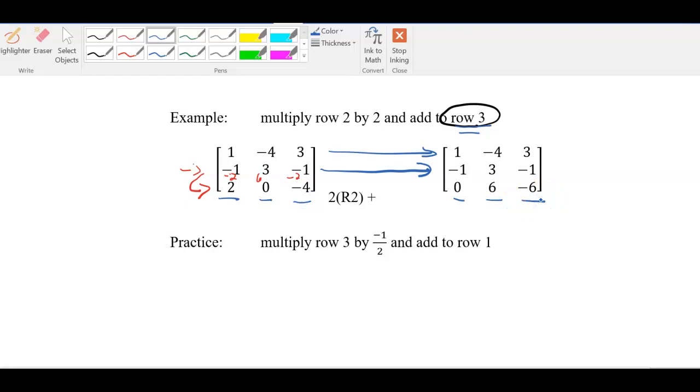Okay, your turn. I want you to take the original matrix up here. So this is the one you're working with. Multiply row 3 by a -1/2 and add it to row 1. Go.